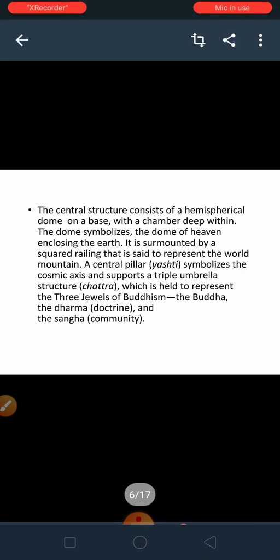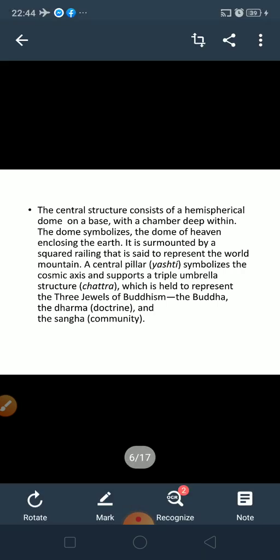When we talk about its structure, it's a splendid structure. It consists of a hemispherical dome. You understand a spherical structure is like a ball. If you cut a plastic ball in half, what you find, that structure is a hemisphere. It's a hemispherical dome on a base which has a chamber within. This dome, and all the buildings made this way, have a symbolic importance. It represents the dome of heaven enclosing the earth.